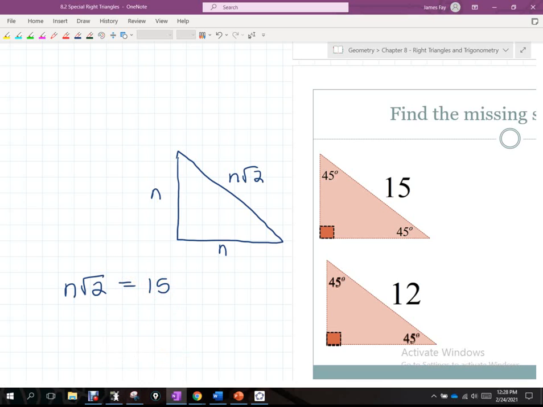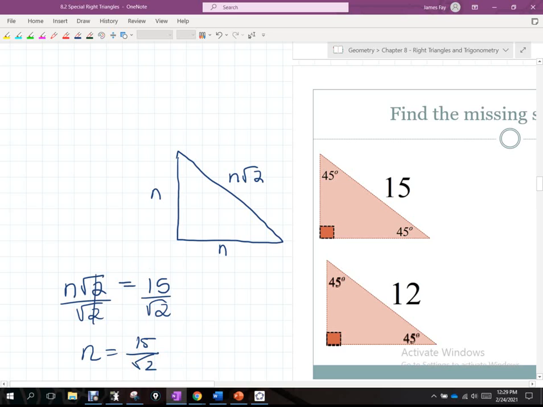Because I created my template creatively so that it was congruent to that red triangle, right? Does that make sense? Or orange triangle. So now how do I solve for n there? Divide both sides by radical 2. So now I get n equals 15 divided by radical 2.